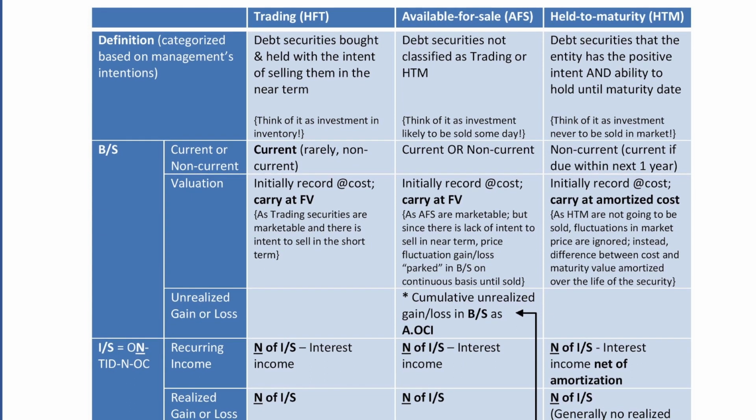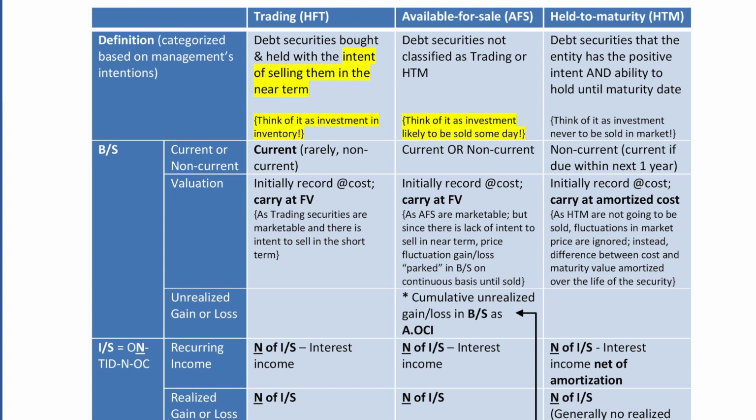So held for trading securities, as we discussed, are debt securities bought and held with highlight intent of selling them in the near term. And I want you to highlight, think of it as an investment in inventory. You're buying the inventory and you want to sell it off in the near term. Similarly, trading securities, buy, sell. Next is available for sale securities. Highlight, think of it as investment likely to be sold someday. Maybe not in the near term, but someday you're going to be selling those debt securities.